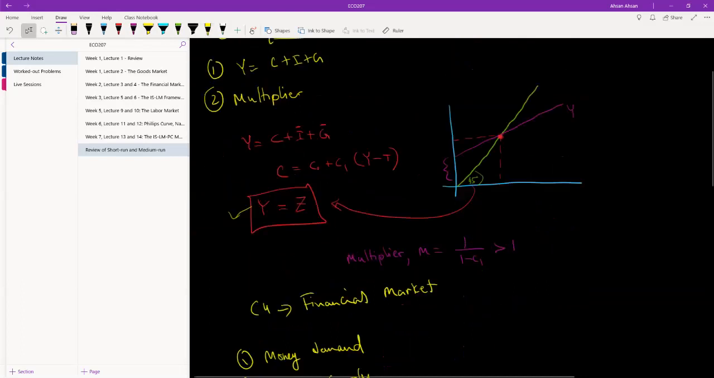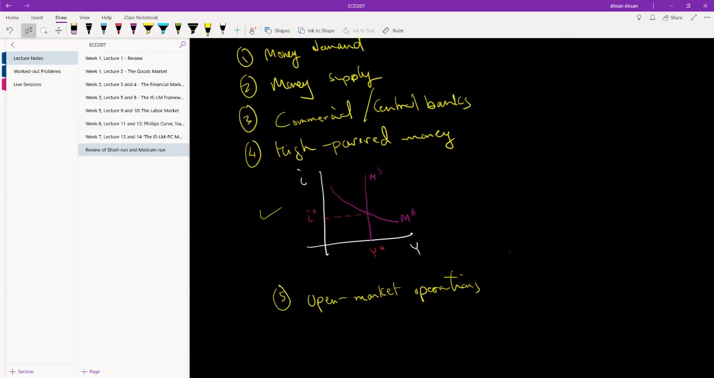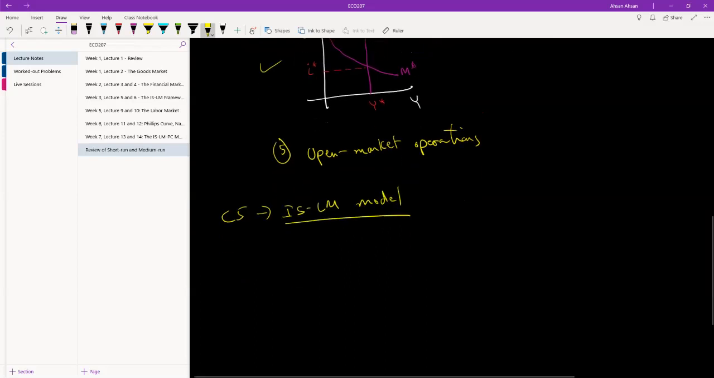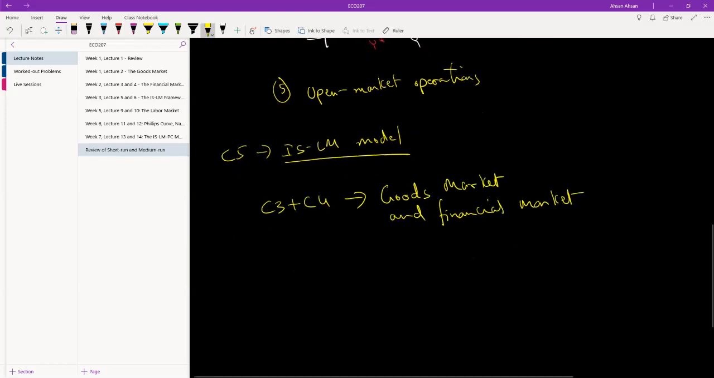Okay. So far what we have done is we've looked at the goods market and the equilibrium condition for the goods market. And we've looked at the financial market and the equilibrium condition for the financial market. And then we moved on to chapter 5, which was the IS-LM. So what we finally did in chapter 5 was we combined chapter 3 and chapter 4, or in better words, we combined the goods market and the financial market.